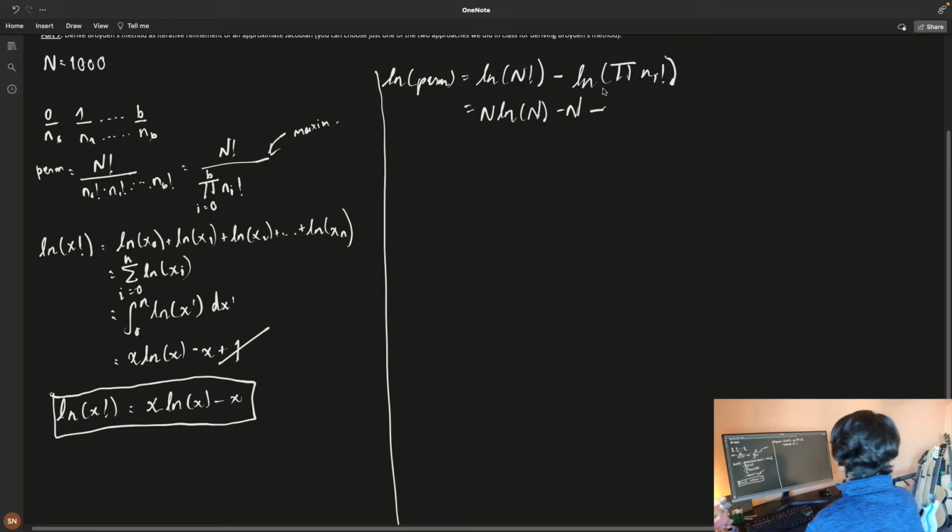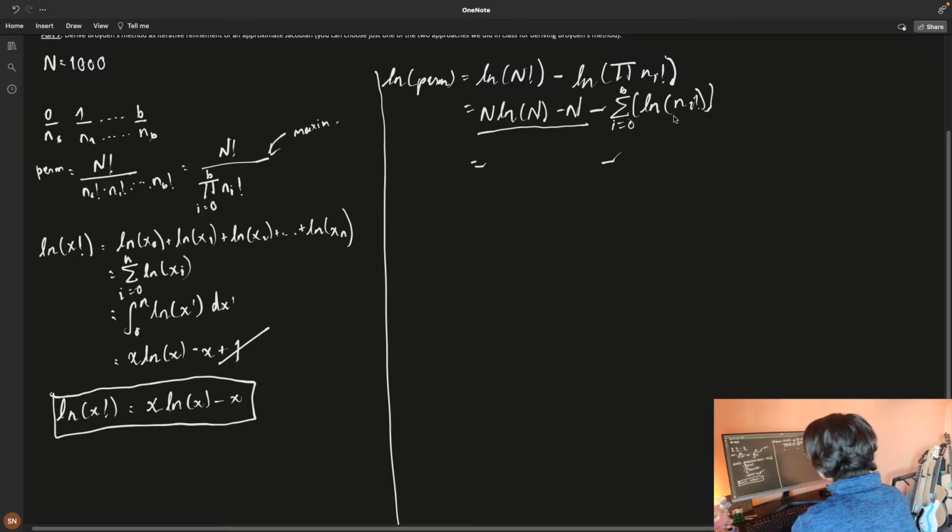Now this term can be written as the summation of the natural log of ni factorial, where i goes from 0 all the way to b. Now I'm just going to leave these terms right here, and I'm not going to copy them over throughout this. So let's expand this form out. Again, we have this form right here, and this can also be written as the summation of n times natural log of n minus n.